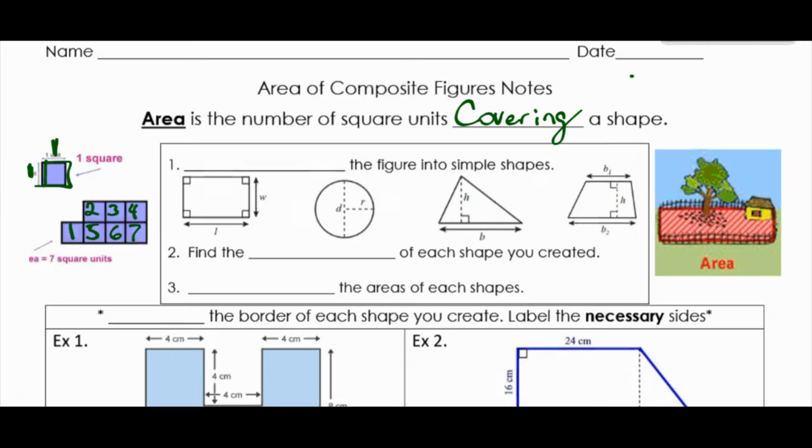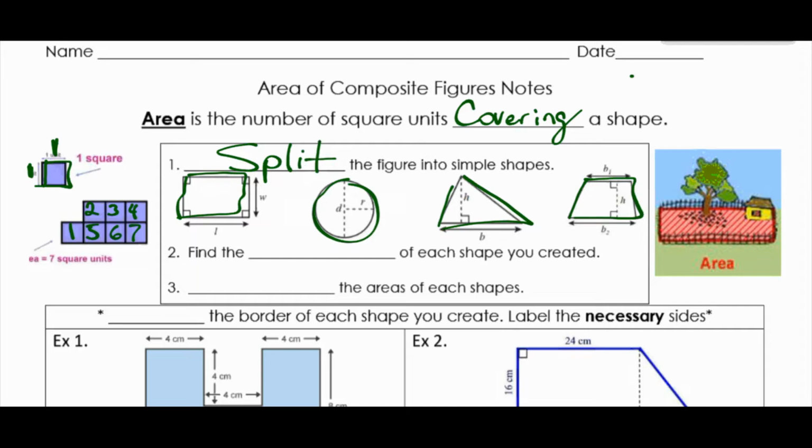So you found area before of probably all of these shapes: a rectangle, a circle, a triangle, and a trapezoid. The area of those shapes is simple. It's just found on the formula sheet. But now we're going to be dealing with more complex composite figures that are shapes put together. So we're going to need to split these complex shapes up.